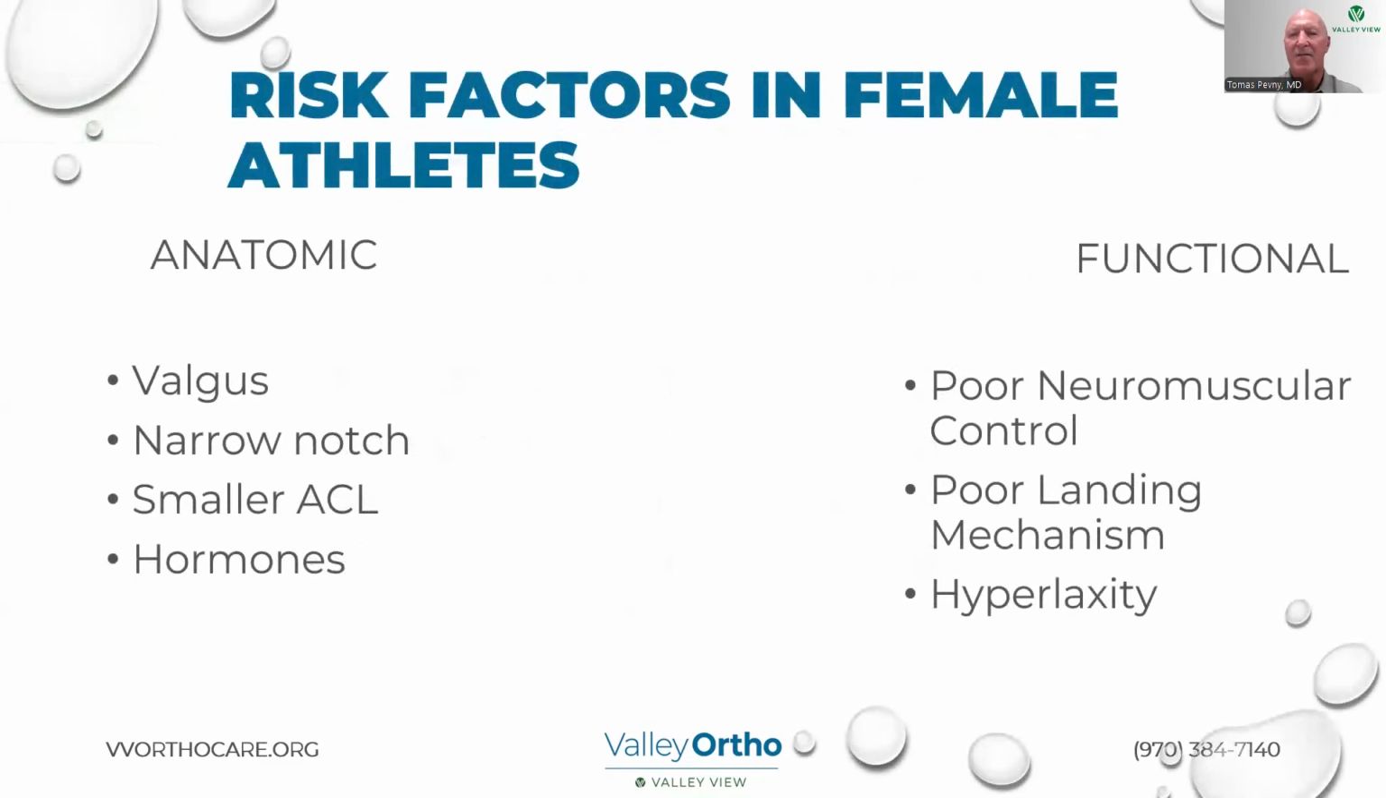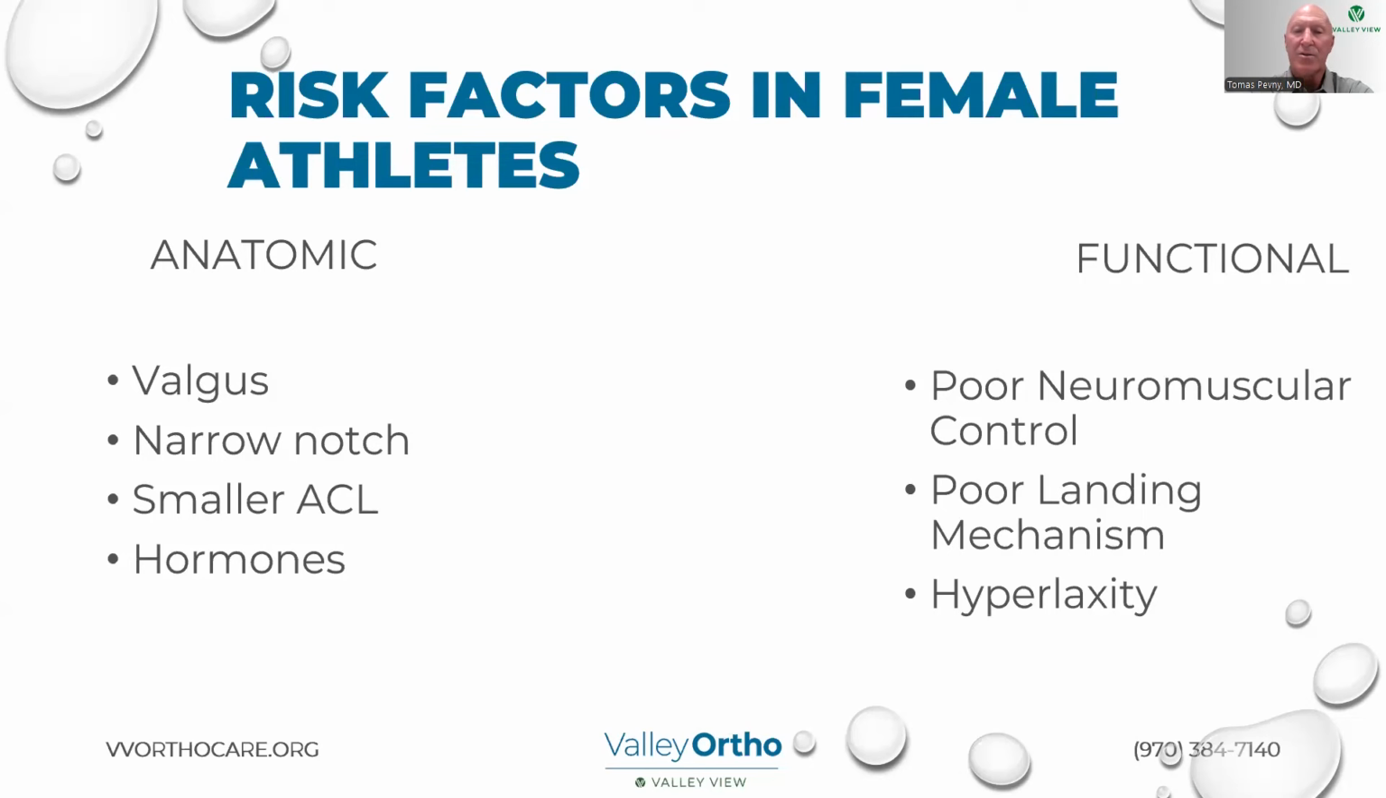And the reason why is a lot of it is anatomic, intrinsic to that individual, meaning that their alignment is a little different. Women have wider hips than men because of childbirth. So that causes what we call a valgus, or kind of a slightly knock-knee alignment. That notch area where the ACL and PCL live is narrower. So if you hyperextend your knee, you can guillotine the ACL. The ACLs are smaller, so it doesn't take as much force to tear them. And certainly hormones are different in a woman than in a man. And that's been thought to be a contributing factor as well.